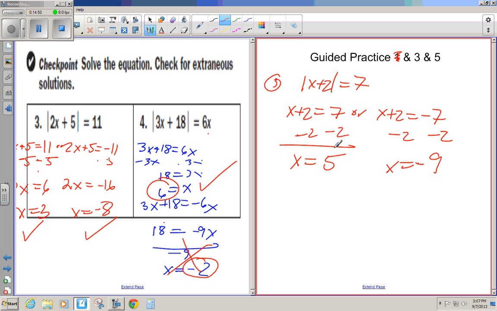So if we work this out, throw in a 5 in there, 5 plus 2. 5 plus 2 is 7. The absolute value of 7 is 7. So this works. So you put in a negative 9. Negative 9 plus 2 is negative 7. The absolute value of negative 7 is 7. So it works.